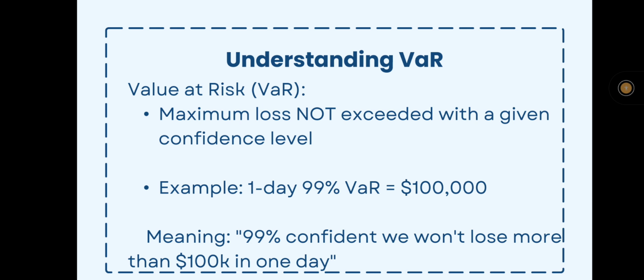Let's start with value at risk, or VaR. VaR answers this question: what's the maximum loss we won't exceed with a given confidence level? Here is an example. If your one day 99% VaR is $100,000, that means you are 99% confident that your losses will not exceed $100,000 in one day. Or put another way, there is a 1% chance you will lose more than $100,000. VaR gives you a threshold, a cutoff point on the distribution.